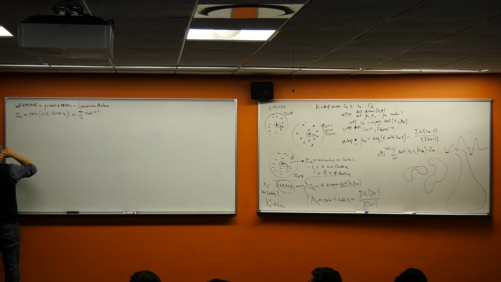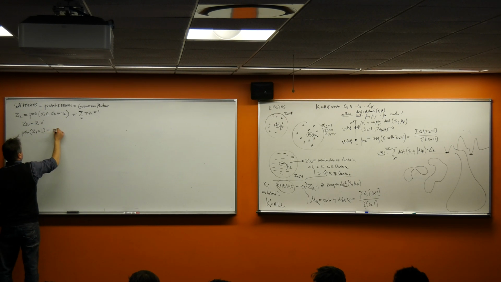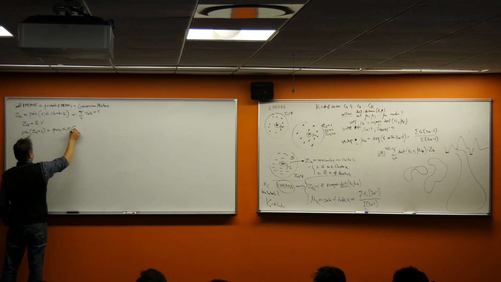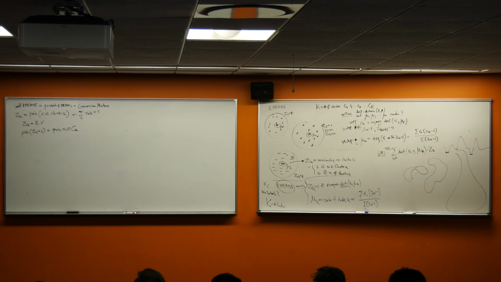So that's informal. What I really want is Zik to be a random variable, and the probability of Zik equal 1 is the probability that xi belongs to cluster k. So Zik itself, let me delete this because mathematically it's incorrect.